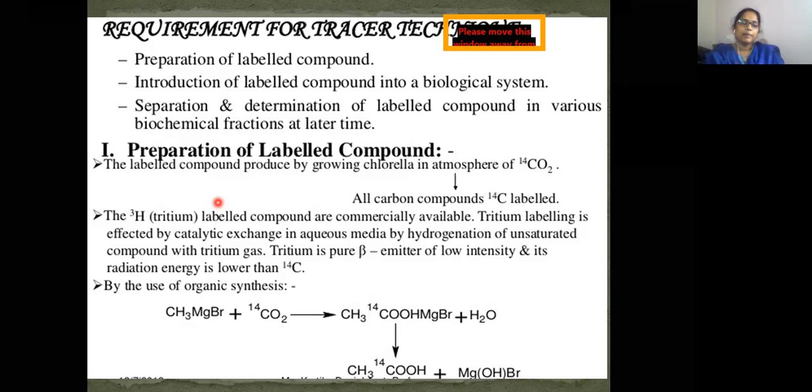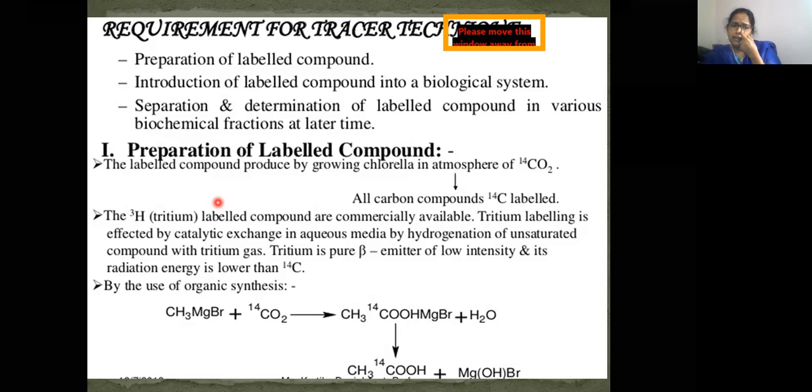Okay, the second method is introduction of tritium, right? So how will you introduce this hydrogen isotope into the compounds? Tritium labeled compounds are commercially available, okay? So here we can use the tritium for catalytic exchange. In presence of hydrogen atom, some reactions take place, like reduction, hydrogenation. We can go for any of these reactions in presence of tritium.